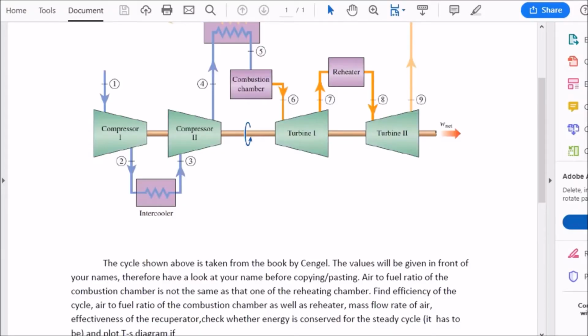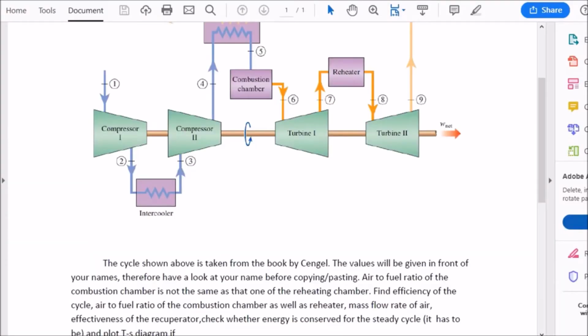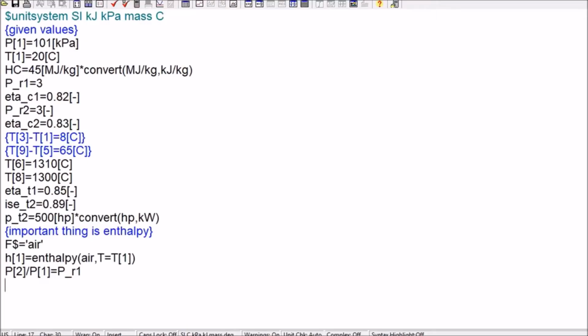If there is no temperature, we should have two properties known. One we have is pressure, P2 is same as P1, and P2 by P1 is given as P ratio 1. And one more thing is that we can use the isentropic efficiency of the compressor, which will allow us to find H2. So what is the isentropic efficiency of the compressor?